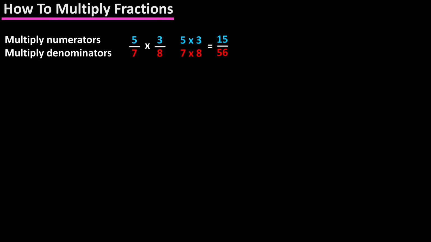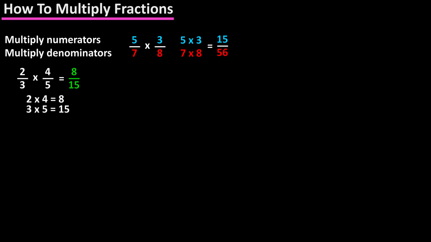Multiplying fractions is a rather simple process. You multiply the numerators, the top parts of the fractions, to form a new numerator, and then multiply the denominators, the bottom parts of the fractions, to form a new denominator. For instance, 2 over 3 times 4 over 5. First multiply the numerators, 2 times 4, which is 8, then multiply the denominators, 3 times 5, which is 15, so the final answer is 8 over 15.